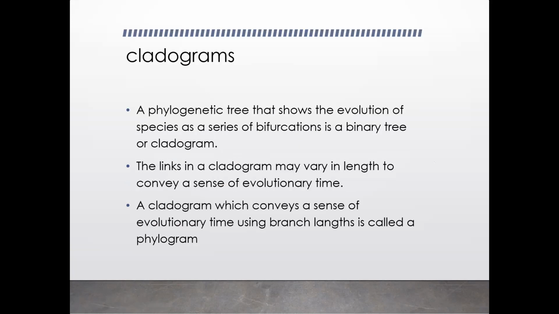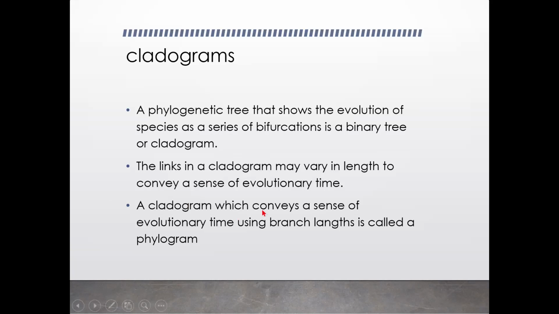And one more term, what is a cladogram? A cladogram is one type of phylogenetic tree that shows the evolution of species as a series of bifurcations, meaning any ancestral node will not have more than two branches. So if the phylogenetic tree is a binary tree, it is also called a cladogram. That means every ancestral node will have no more than two branches. And the links in a cladogram may vary in length. If it varies in length, that conveys the evolutionary time.